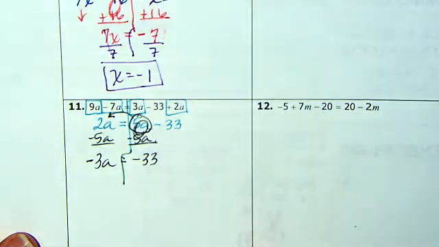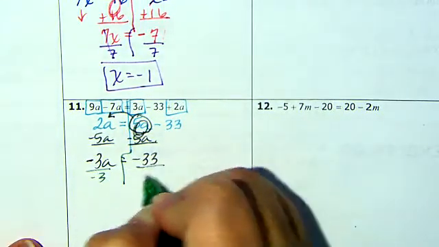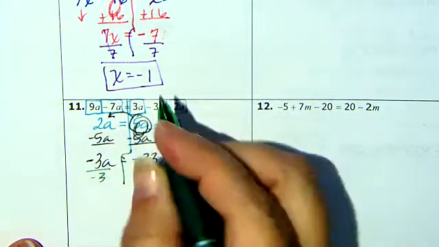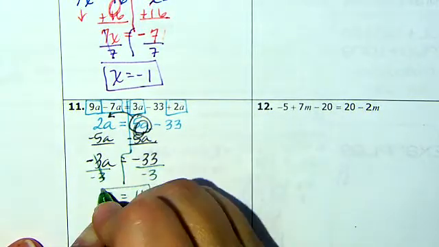And now I follow my solving rules. Negative 3 times a gives me negative 3. Divide by negative 3 to cancel. And I have a equals 11.